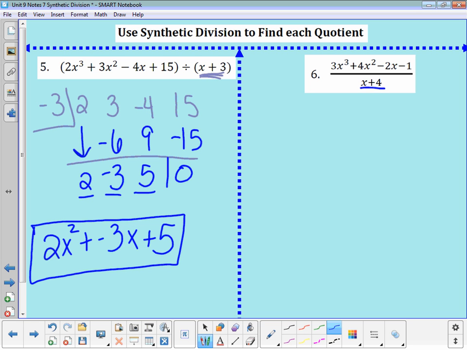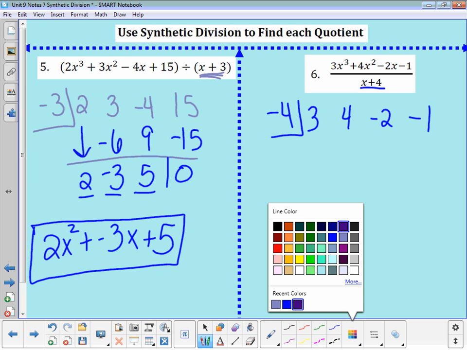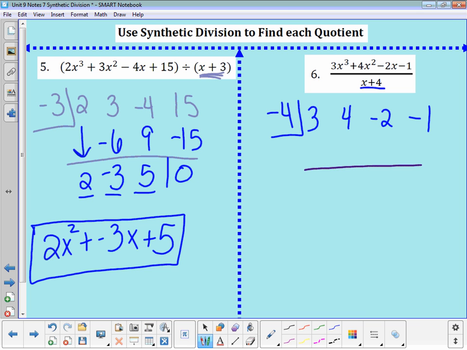So again, we're going to take x plus 4. We're going to set that equal to 0, solve for x, and we get negative 4. Okay, well, that's what's going to go in our little square. Then we're going to set it up. I have 3, 4, negative 2, and negative 1. So I'm really just taking the coefficients of each of those and writing them out without the x's. I don't need the x's, so leave some space to write the numbers.